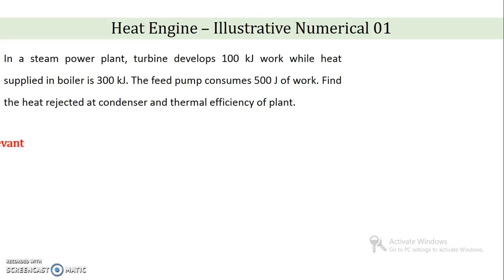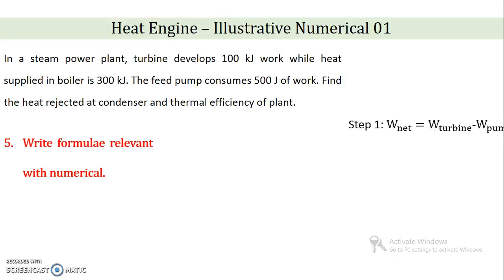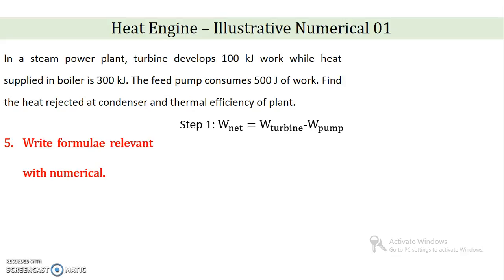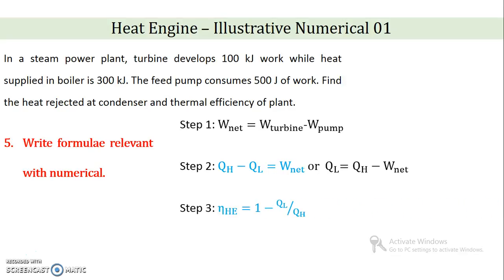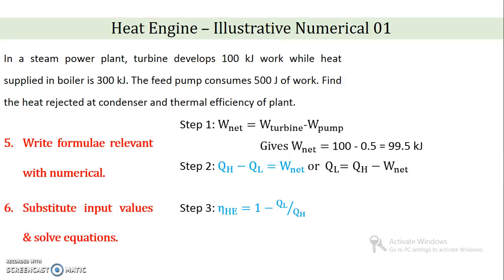You will now write down the relevant formulae for the solution of the numerical. W net is equal to W turbine minus W pump. QH minus QL is equal to W net, or rearranging, QL is equal to QH minus W net. Efficiency of the heat engine is 1 minus QL upon QH. Next, you substitute the input values and solve the equations.